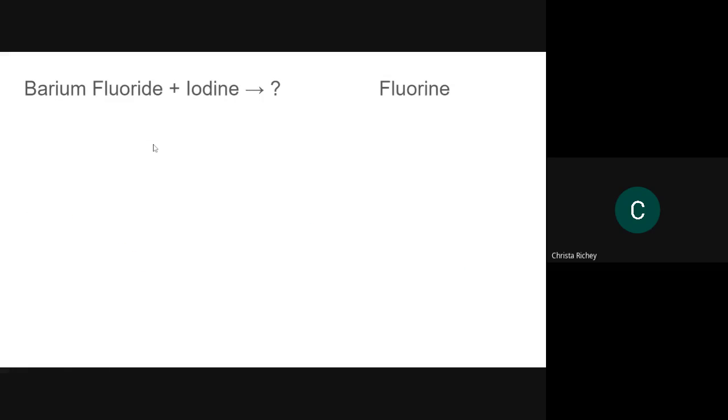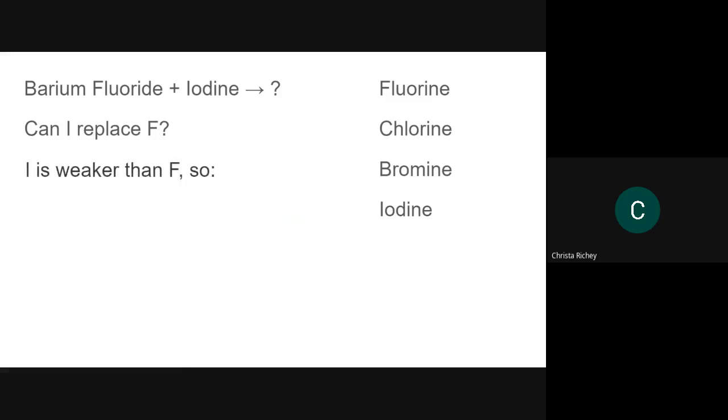All right, barium and fluorine. Barium fluoride, we want to see if iodine is going to be strong enough to bully fluorine. Now, fluorine is on the top of the list. So who's the strongest non-metal? Fluorine. Is iodine strong enough to kick out fluorine? No. So is any reaction going to occur at all? No. Negative.